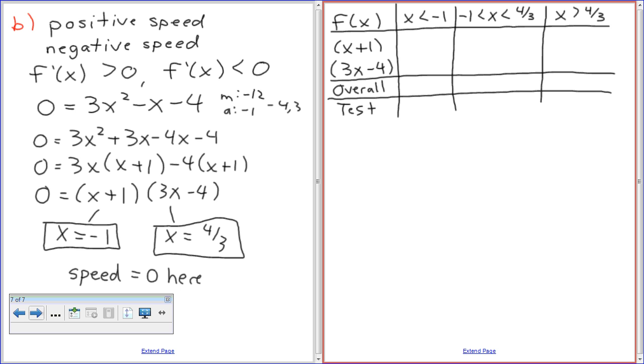Where did I get x is less than -1, -1 is less than x is less than 4/3, and x is greater than 4/3? Those are your roots, okay? Because it can't be 0, it's going to be on other sides of those. What does test mean at the bottom? Points you choose that follow your roots. They're going to be any point that works outside of here, in between here, and outside of there.